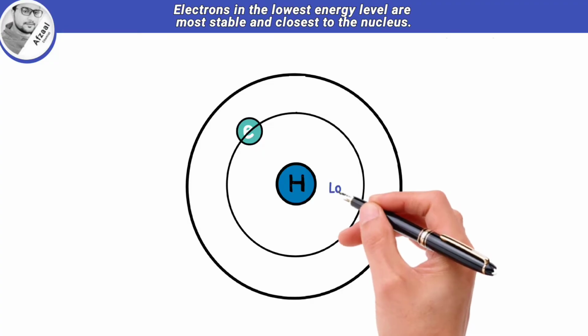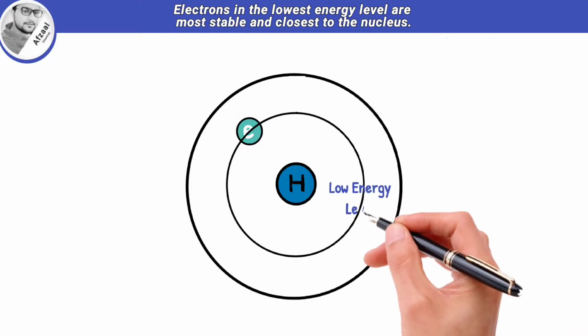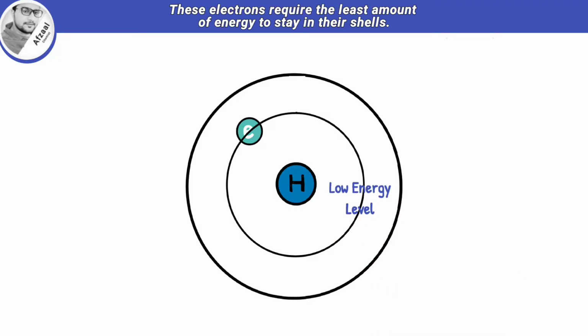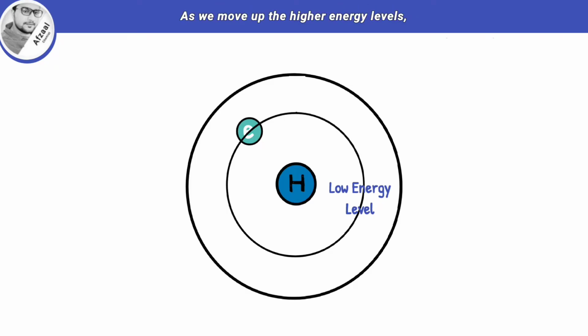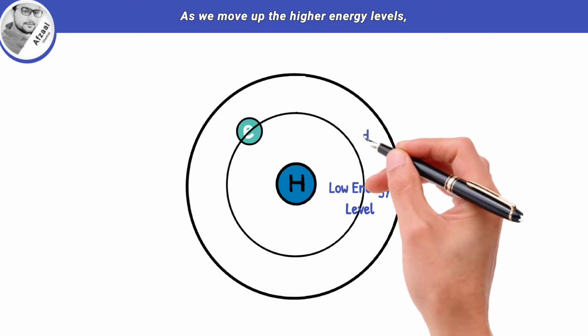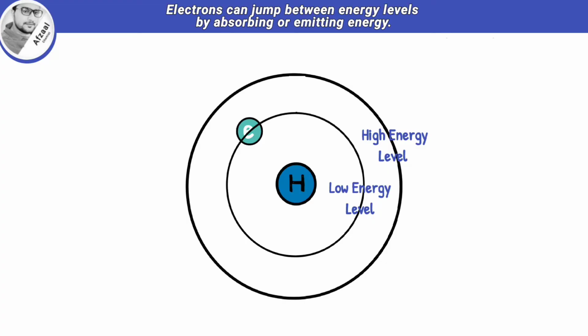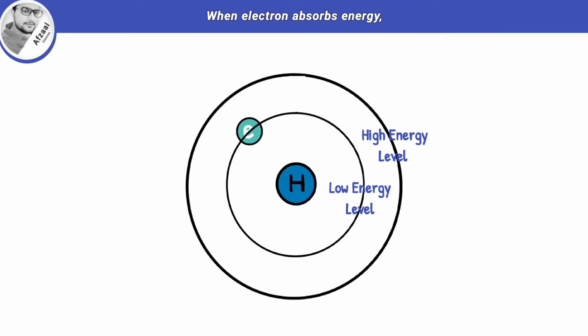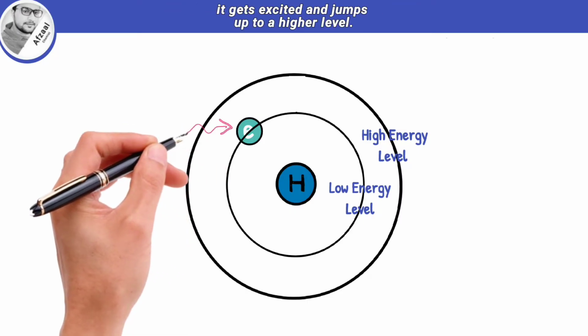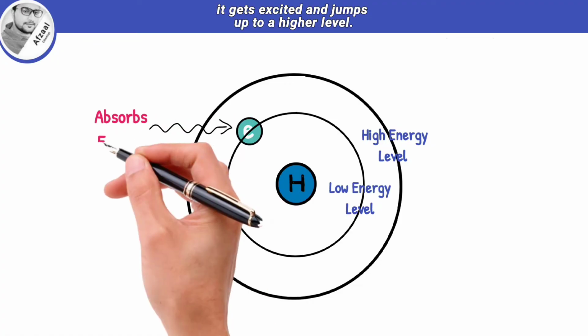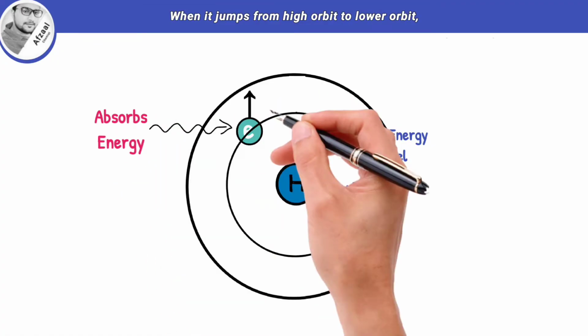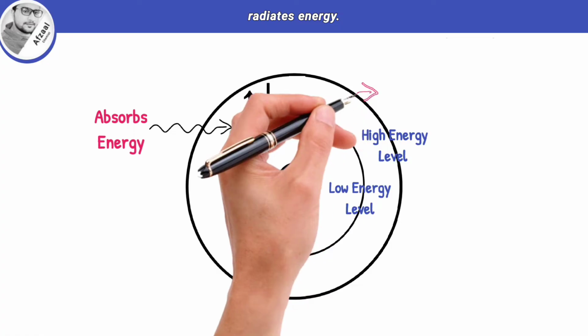Electrons in the lowest energy level are most stable and closest to the nucleus. These electrons require the least amount of energy to stay in their shells. As we move up to higher energy levels, electrons become less stable and require more energy to stay in those shells. Electrons can jump between energy levels by absorbing or emitting energy. When an electron absorbs energy, it gets excited and jumps up to a higher level. When it jumps from a higher orbit to a lower orbit, it radiates energy.